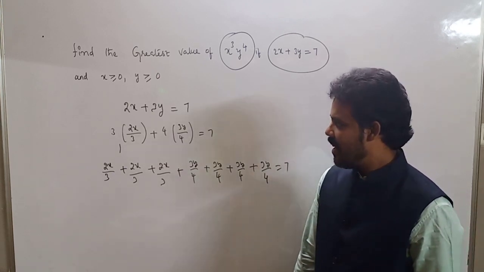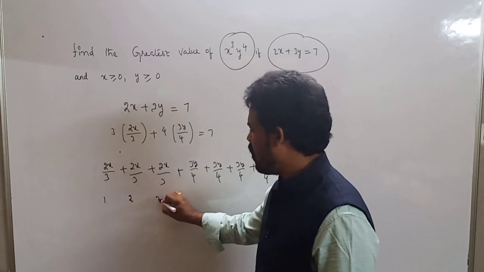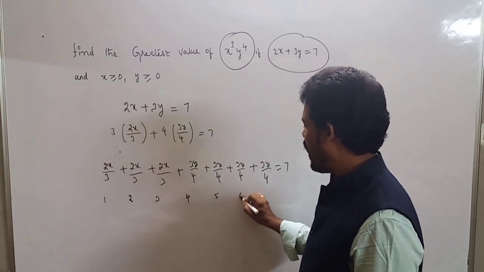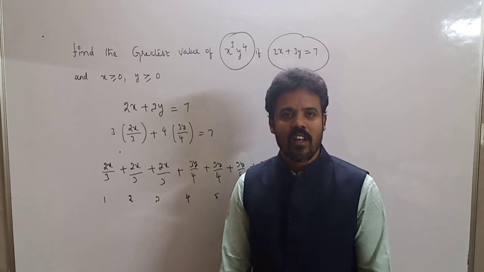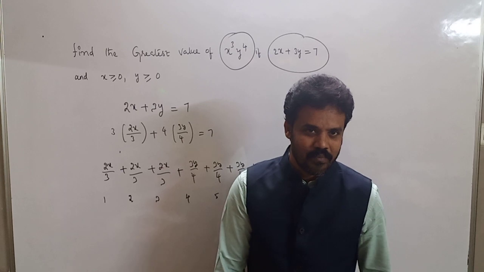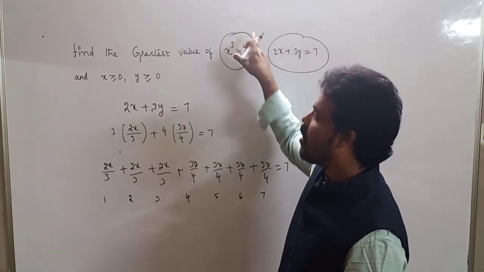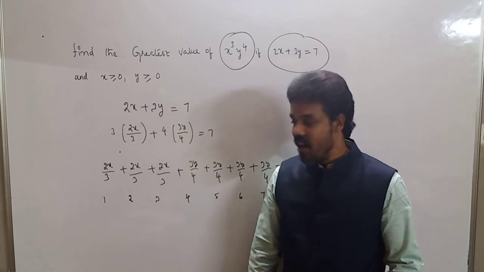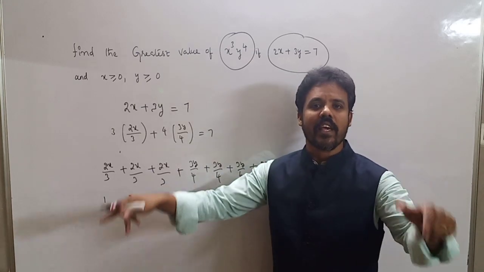You understand? Now, how many terms are there here? 1, 2, 3, 4, 5, 6, 7 terms are there. In total, I have split 2x plus 3y into 7 terms, because we should know the maximum value of x cube y power 4. After writing these as 7 terms, now we apply AM-GM.